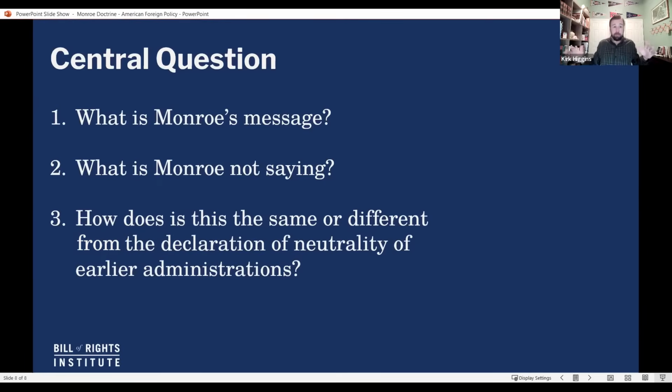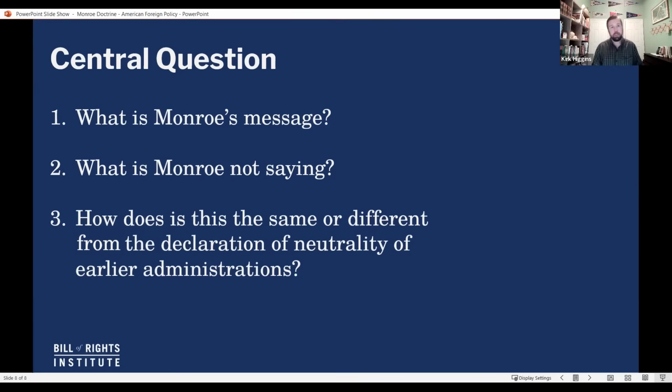So, quick recap. What is Monroe's message? Again, given in his State of the Union address to Congress, he's saying, look, the United States is looking at the Western Hemisphere as an area of its direct interest. Any action that takes place in the Western Hemisphere is something that the United States is going to have a lot of interest in, not only knowing what's going on, but paying attention to, and we may see it as a threat to our security, depending on where it is, particularly ideological moves.